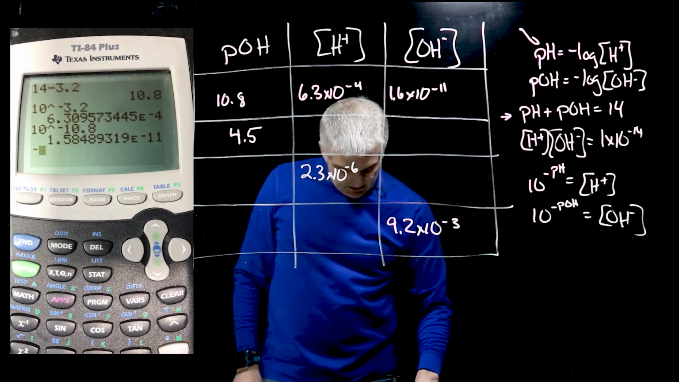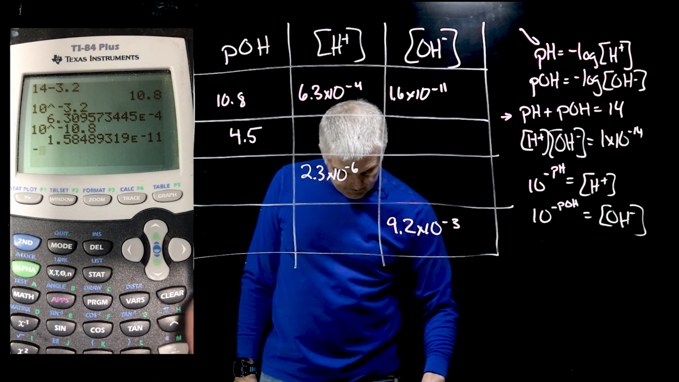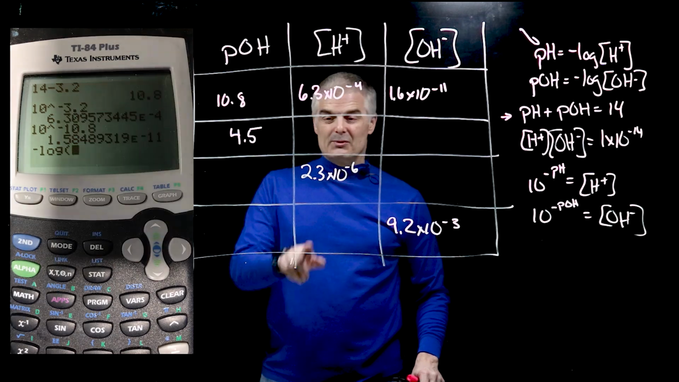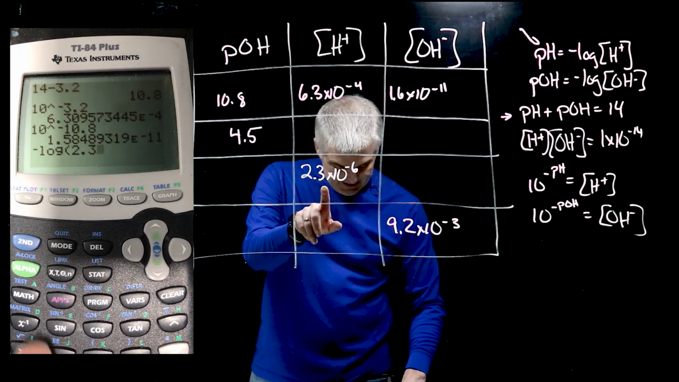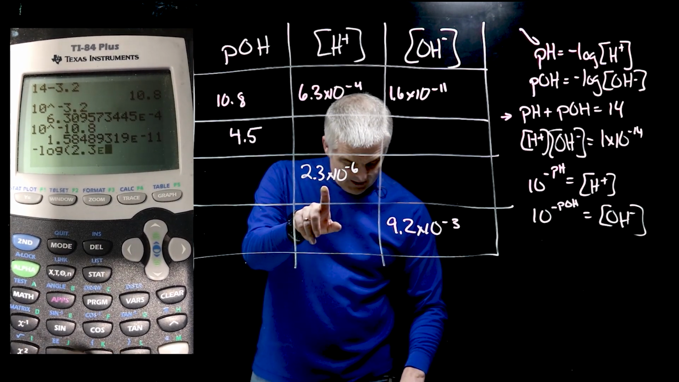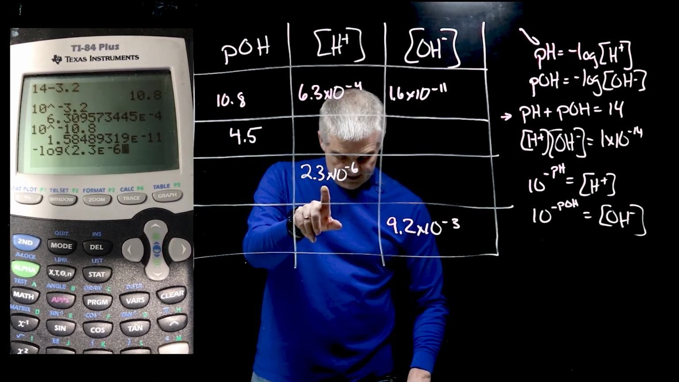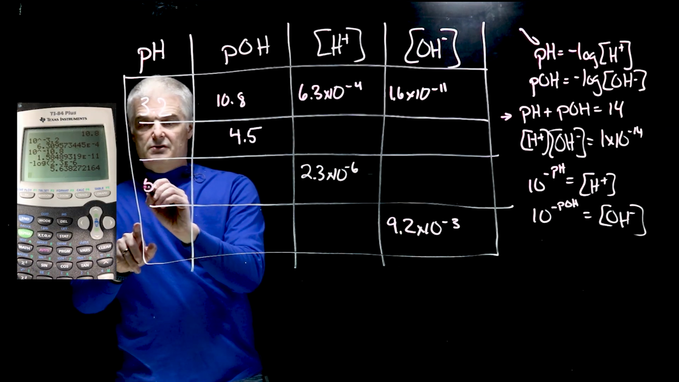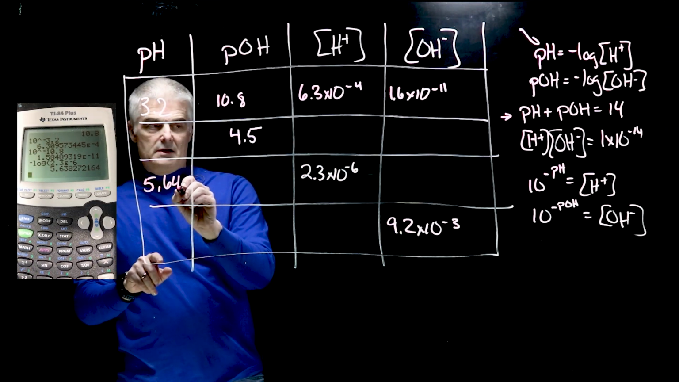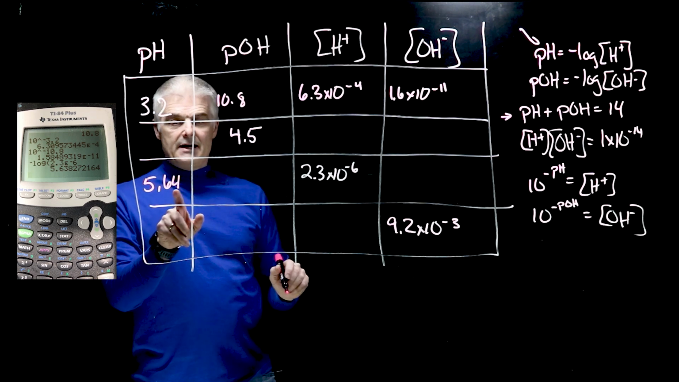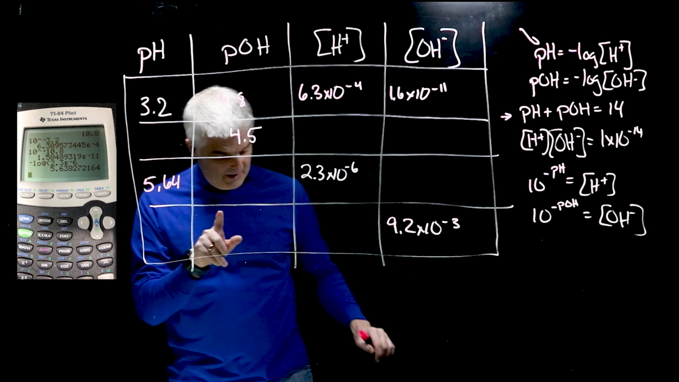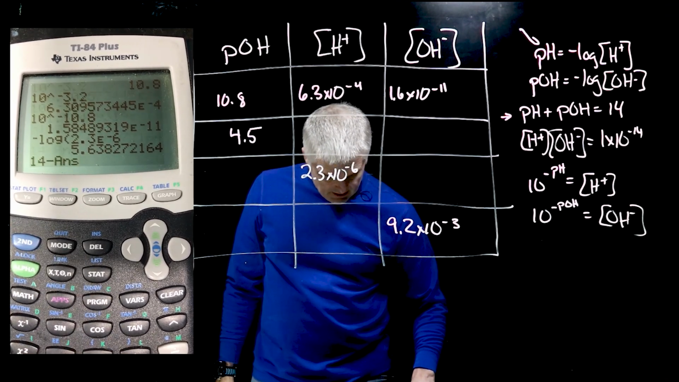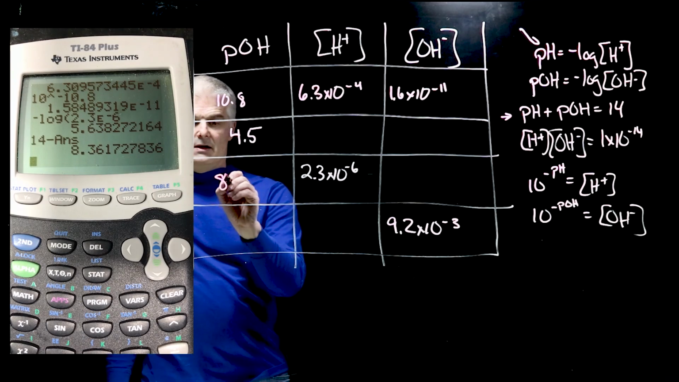The log button is right here, times, and I'm going to type in the number, which was 2.3. Remember, second function e on this calculator, negative 6. And then I get 5.64 right here. So this is 5.64. Makes sense? And then, to get this number, I can take 14 minus this. So take 14 minus, I'm just going to do second answer on my calculator, and that's 8.36.